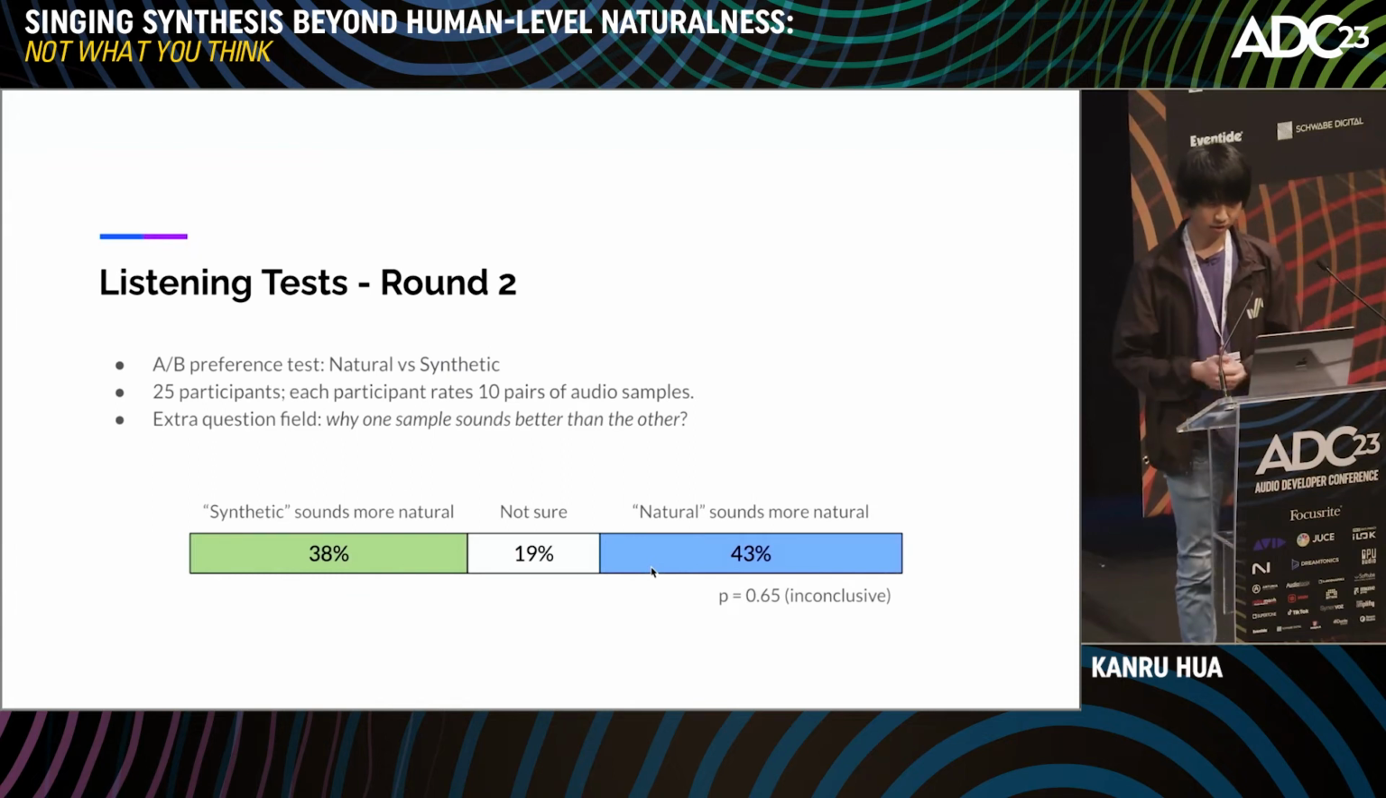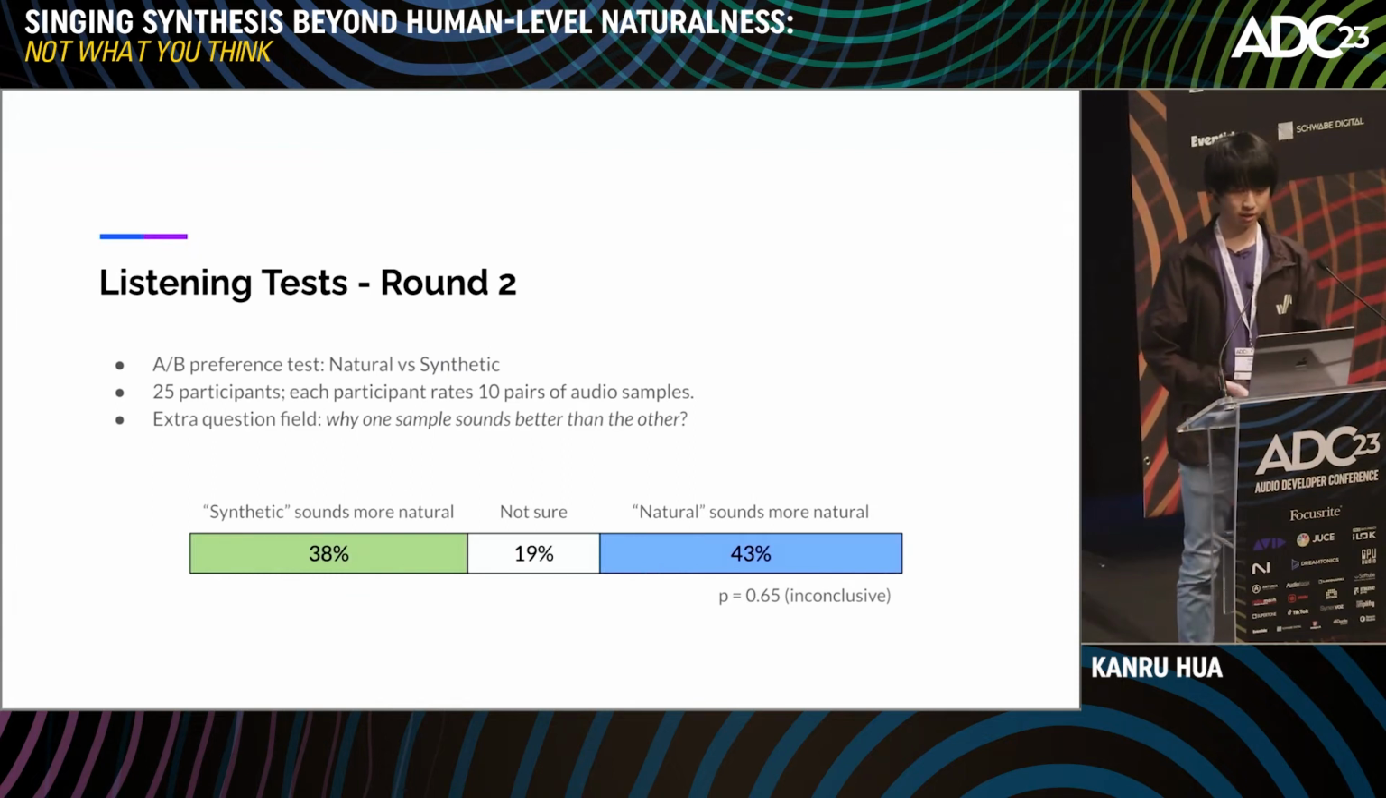So to test this hypothesis, we designed a second round of listening test. This is an A or B preference test. It's directly comparing natural samples against synthetic samples. And very importantly, we added an extra text field. We're asking, why do you think one sample, we don't tell them which, sounds better than the other? And we ask them to describe in short words.